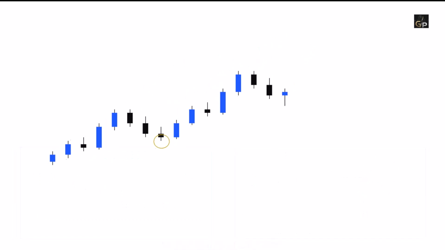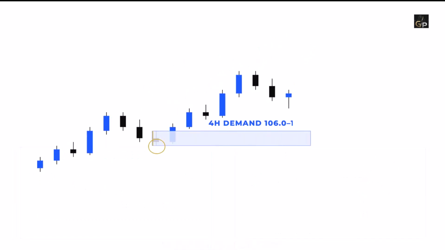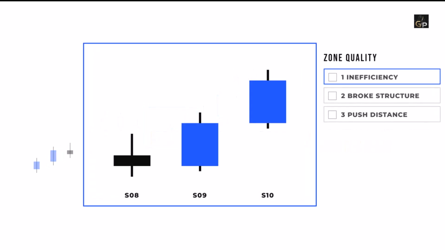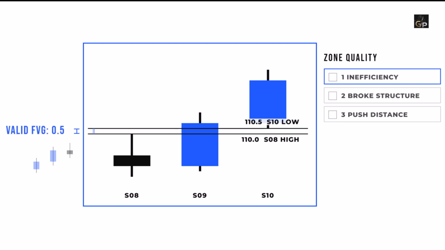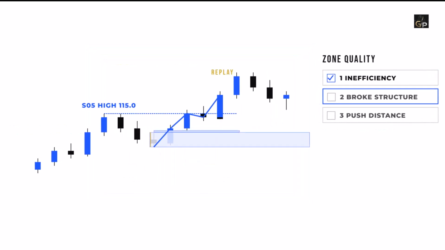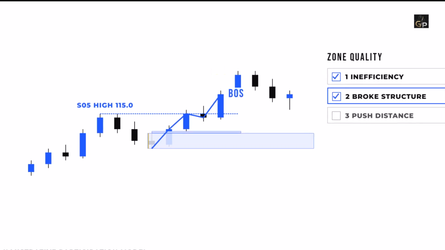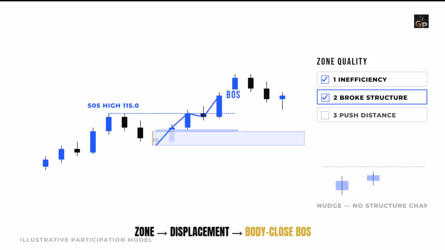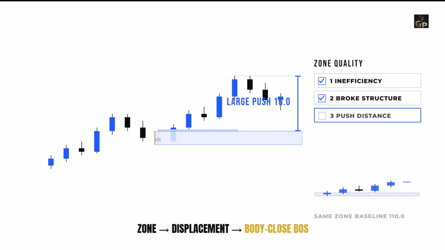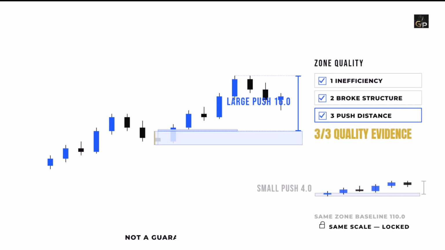Then mark the zone the current leg originated from, and assess its quality rather than just accepting it. 3 things make a zone worth trading: whether it left inefficiency behind, visible gaps between the candle wicks, which tell you price moved so quickly that one side simply wasn't there to trade against; whether the move out of it broke structure, which confirms the participants who acted there had enough size to change the market's direction rather than just nudging it; and the push distance, how far price actually traveled away from the zone. Because a zone that produced a large move demonstrated more conviction than one that produced a small one.